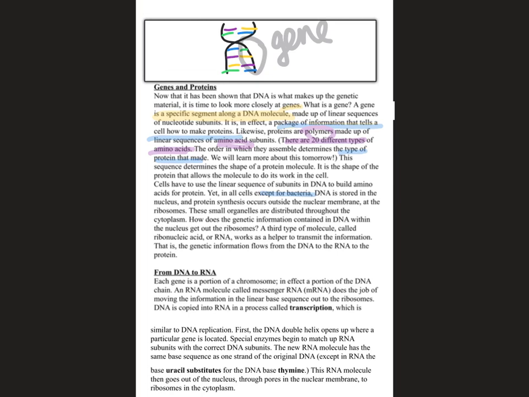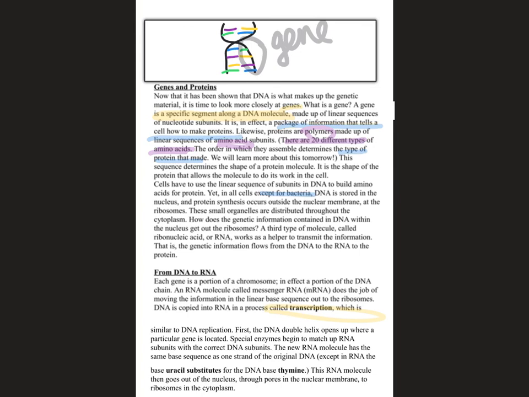From DNA to RNA, each gene is a portion of a chromosome, in effect, a portion of the DNA chain. An RNA molecule called messenger RNA does the job of moving the information in the linear base sequence out to the ribosomes. DNA is copied into RNA in a process called transcription, which is similar to DNA replication.